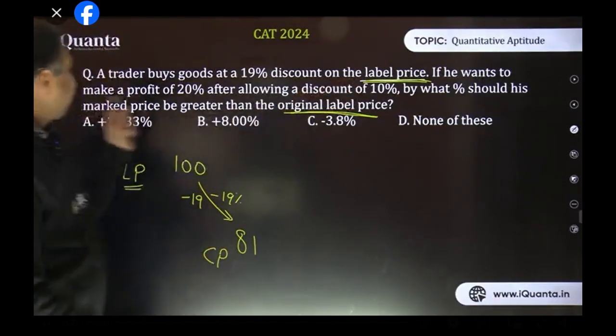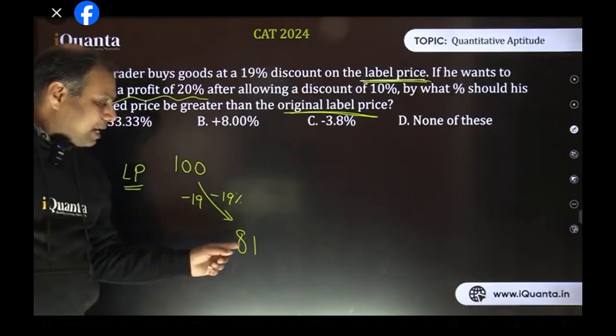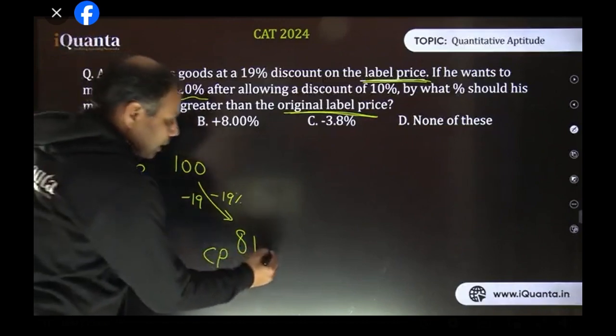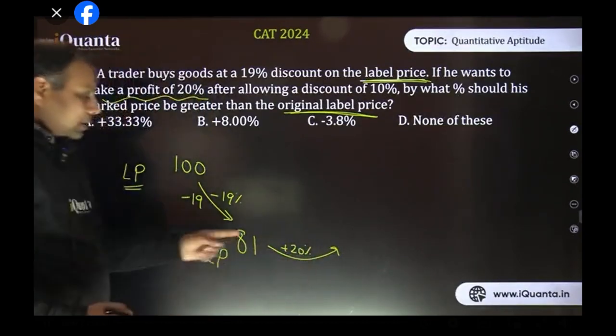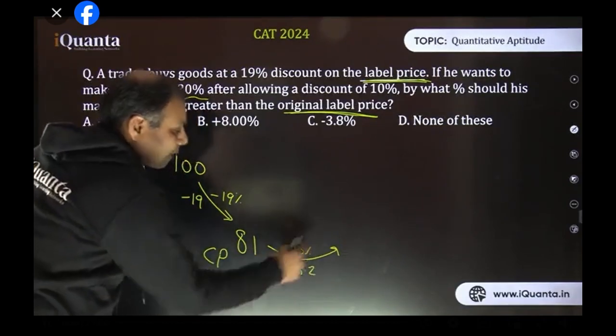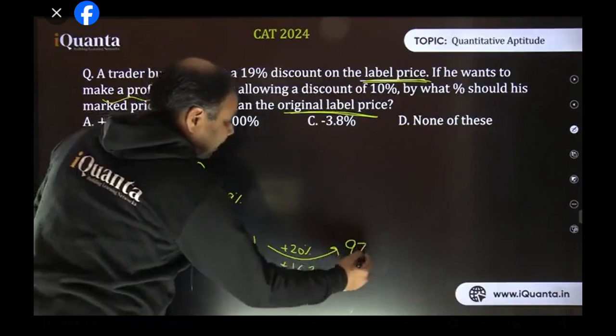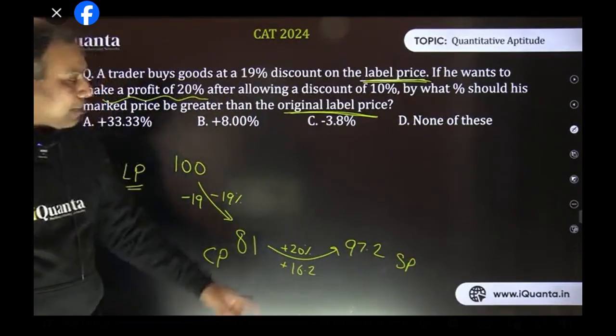Now he wants to make a profit of 20%. So that profit percent will be calculated on cost price only, right? So increasing this by 20% means 20% of 81, that is 16.2, right? So that will make the selling price 97.2. So that must be the selling price of the person, fine? At this price, he needs to sell it.